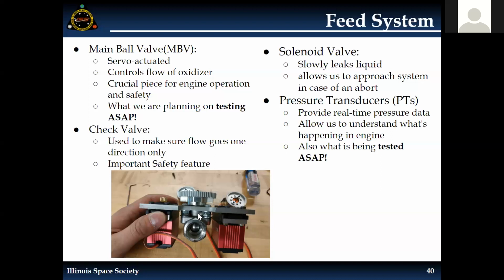The second thing you'll find in there is a check valve. This is, again, more of a safety thing than an actual control valve like the main ball valve is. The check valve is a valve that only allows the flow to go in one direction. That means it allows the flow to go from the ox tank to the combustion chamber, but it prevents any gases from the combustion chamber from moving back through it. It's important because you don't want anything going back up into the oxidizer tank. It should all be moving down. So check valves are super important for safety.